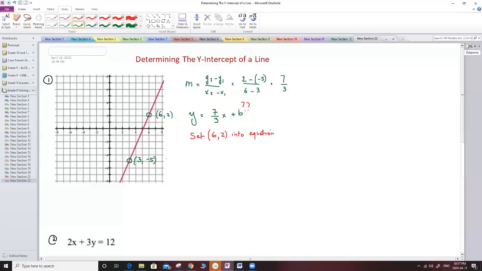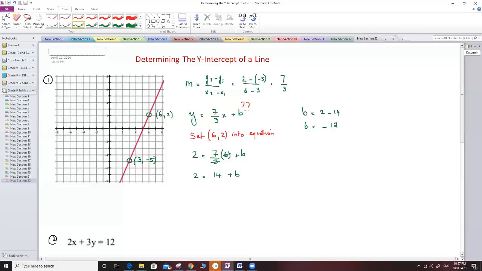So I can get something like that. The y is 2, equals 7 over 3 times x, which is 6, plus b. One equation with one unknown, it's possible to find b. Therefore, it's going to be 2 equals, I can simplify 6 with 3, so it's 2 times 7, equals 14 plus b. That means b equals 2 minus 14, that means b equals negative 12.